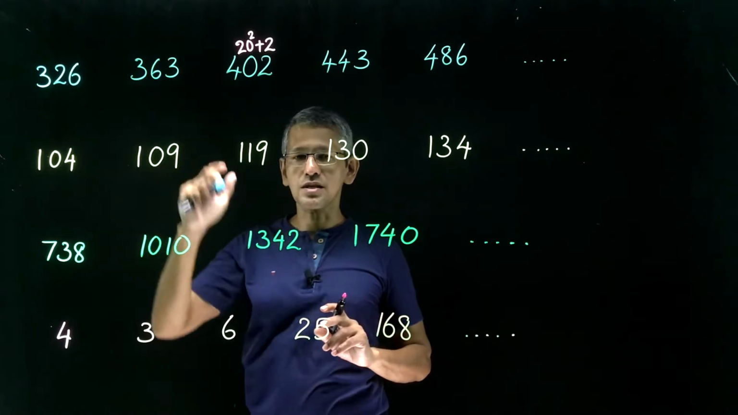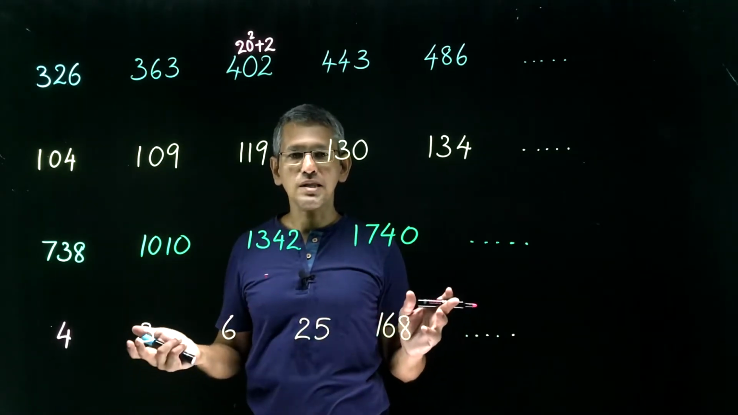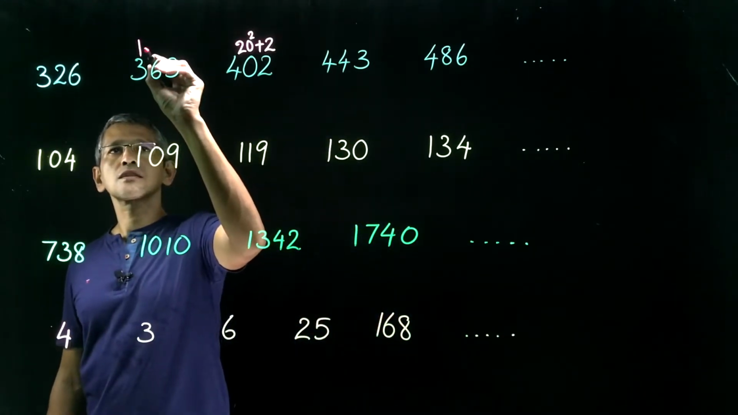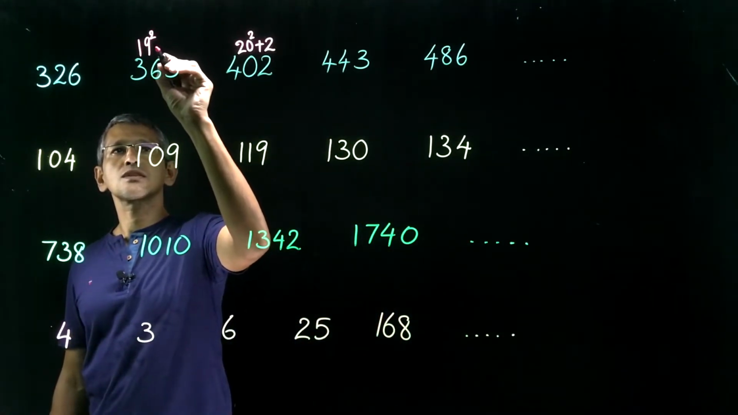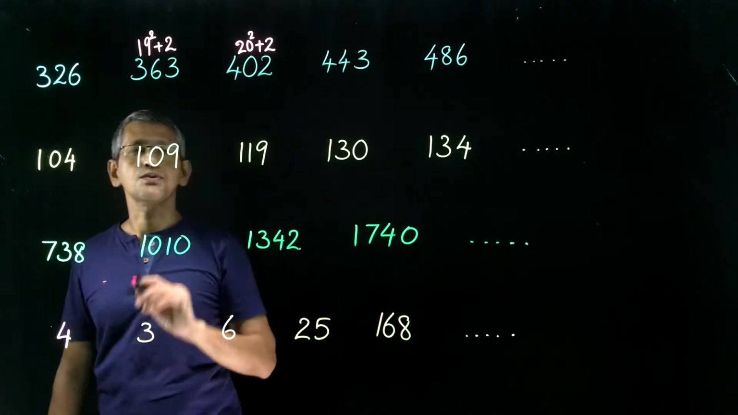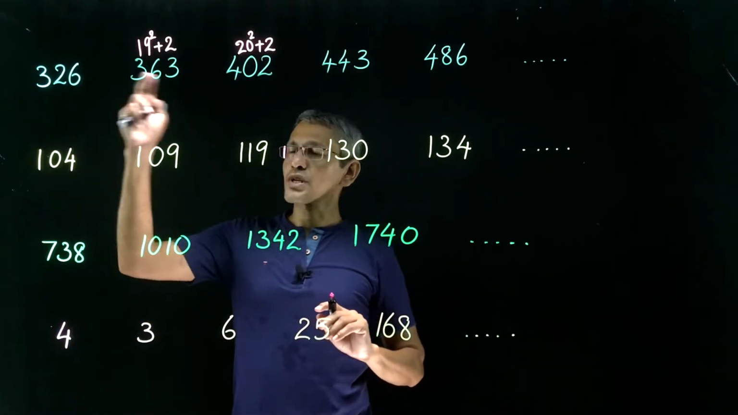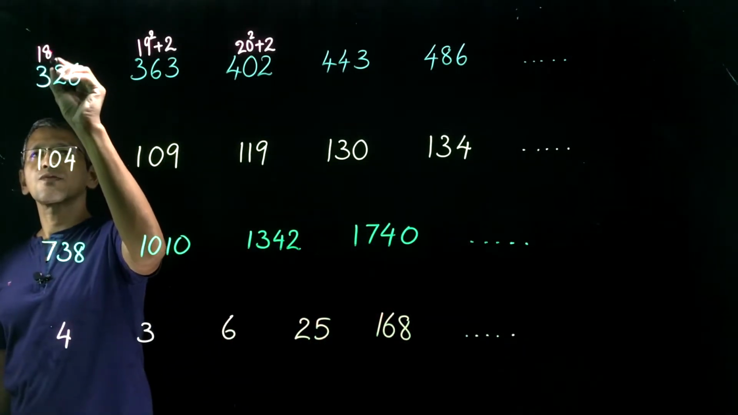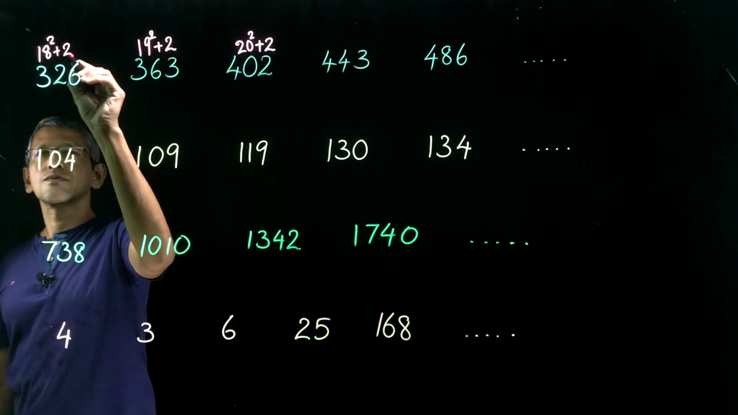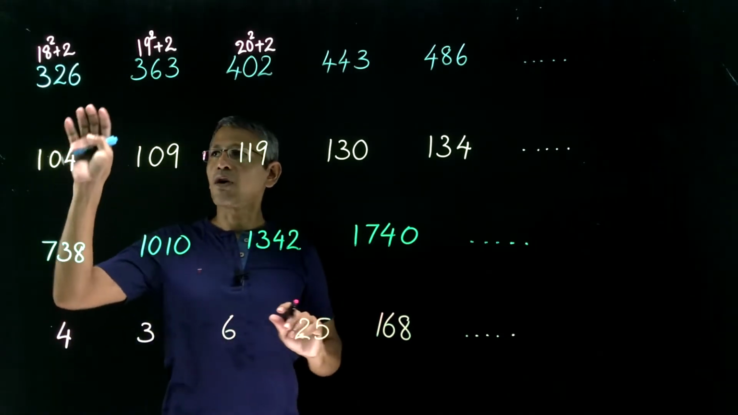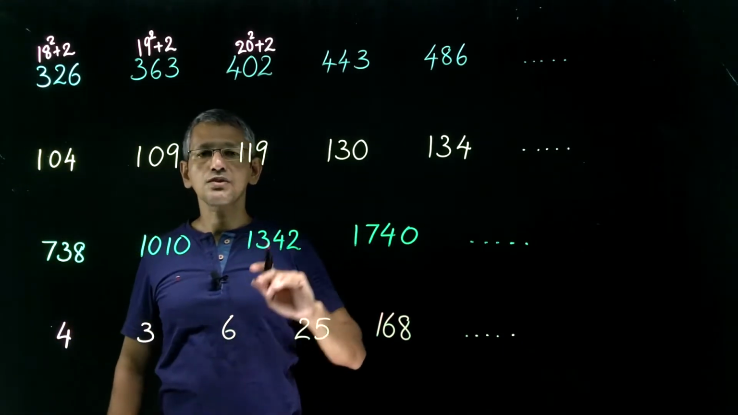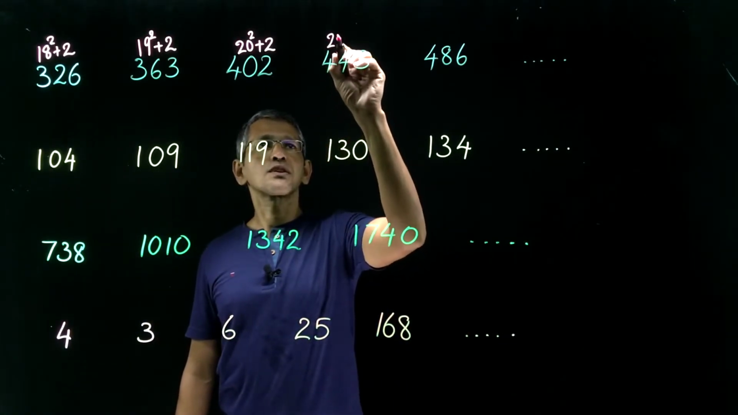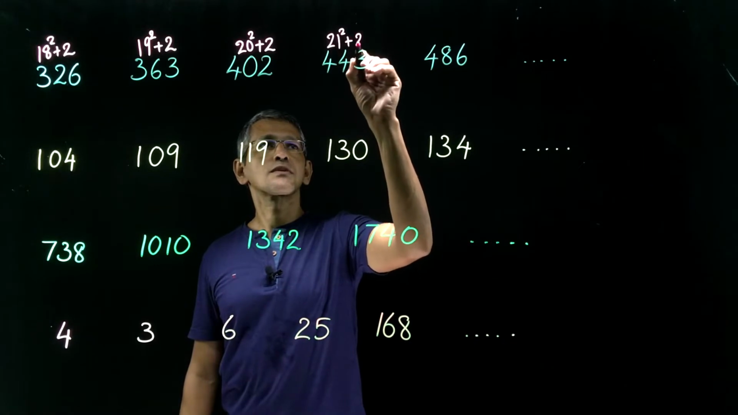That means 363, is it a square plus 2, or is it a square plus 1? Just think about it. So what is it? Nearest square to 363 is 19 square, 361. So it is 361 plus 2. And how about 326? That must be 18 square, right? 18 square is 324 plus 2. So that's a perfect pattern now. 18 square plus 2, 19 square plus 2, 20 square plus 2, and this one is 21 square, 441. So 21 square plus 2.